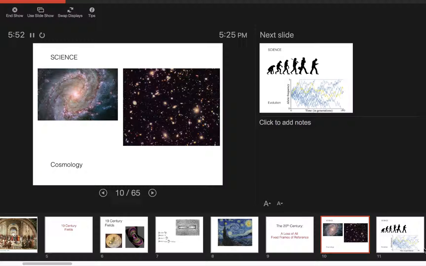1922, Hubble with the 100-inch telescope at Mount Wilson, and later with the 200-inch telescope at Mount Palomar, discovers, oh my God, those are galaxies, just like ours. And what does Carl Sagan say? How many are there? Billions and billions. That's a famous Carl Sagan quote. So suddenly we're in a much bigger universe than we had thought.